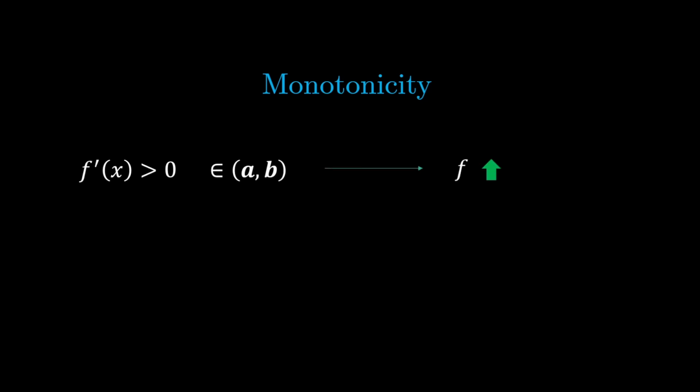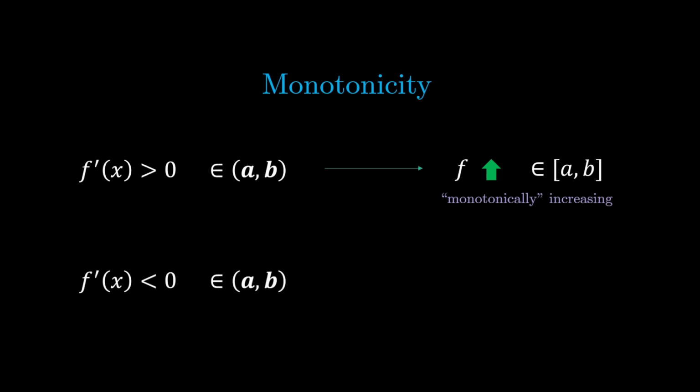is increasing on the closed interval, or it is monotonically increasing, which means that for any subinterval in that, the difference is always going up. And similarly, the second part: if the derivative is negative on the open interval, then we say that the function f is going down on the closed interval, or it is monotonically decreasing, meaning for any subintervals within, the difference is going down. So this is our theorem.